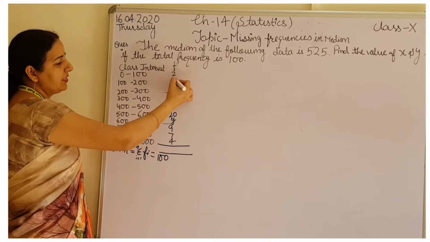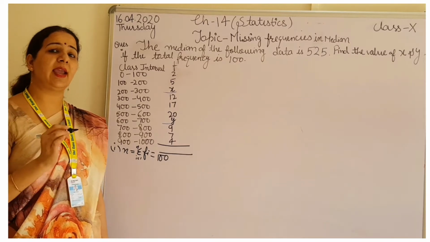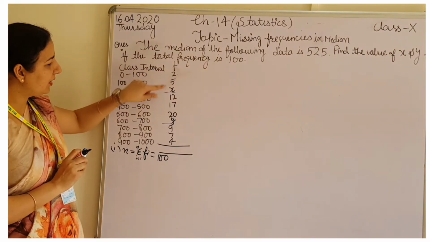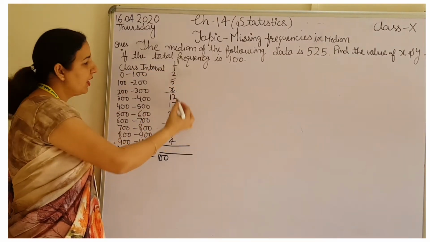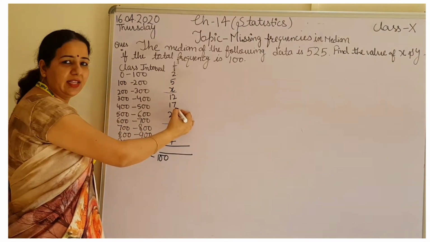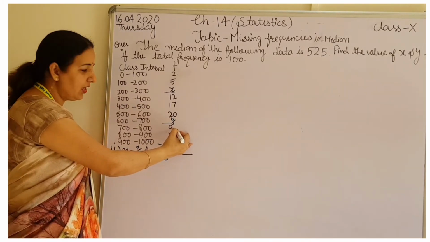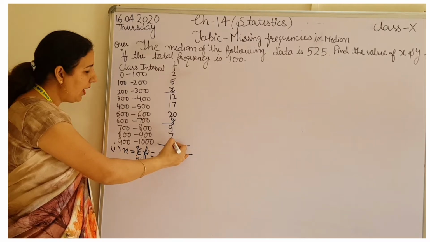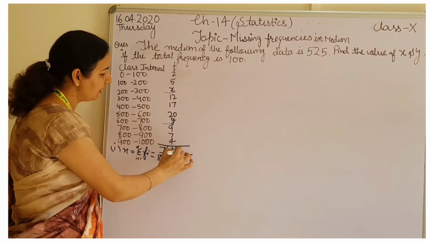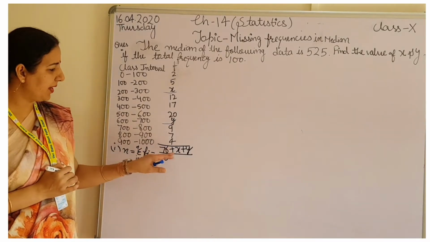But students, if we total this, we can add this also. 5 plus 2 is 7. We know that x is a variable and it can't be added to the constants, so it can be written as 7 plus x only. First let me add the constant part only: 5 plus 2 is 7, then 12 makes 19, then 17 makes 36, then 20 makes 56, then 9 makes 65, then 7 makes 72, and 4 makes 76. So 76 plus x plus y.